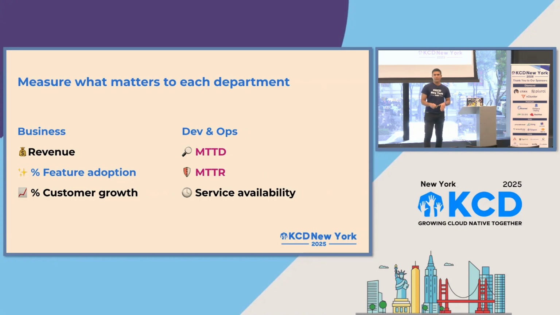So if you want to go this way and build a proof of concept, you also have to consider that the goals of your department and the business ones are not the same. Maybe if you are a Kubernetes operator, you're worried about service availability, MTTD, MTTR, but the business departments are just talking about revenue, feature adoption, customer growth. So you need to translate those things that seem very good when you're implementing full stack observability into something they could measure to see a return on investment.